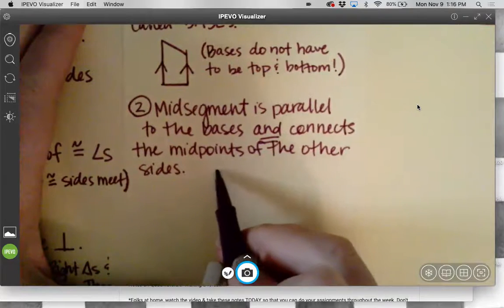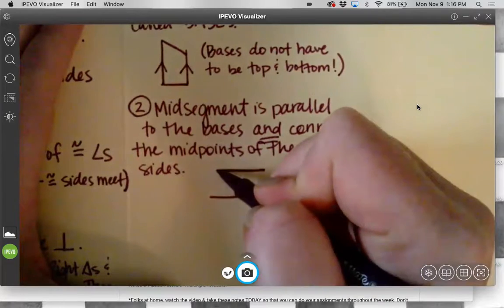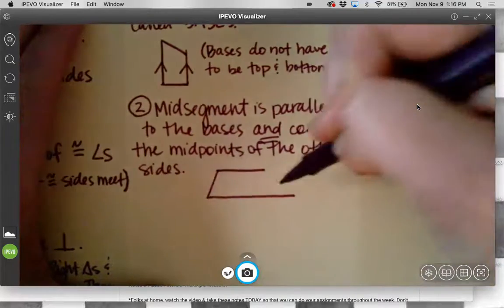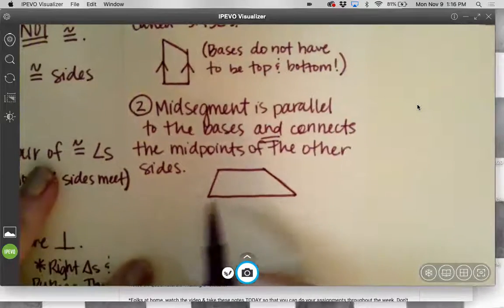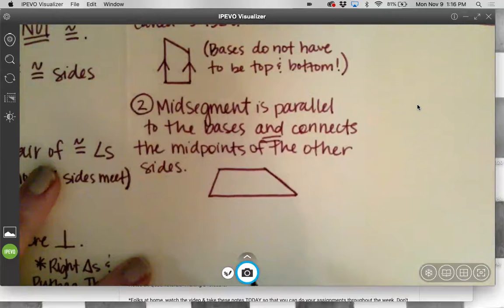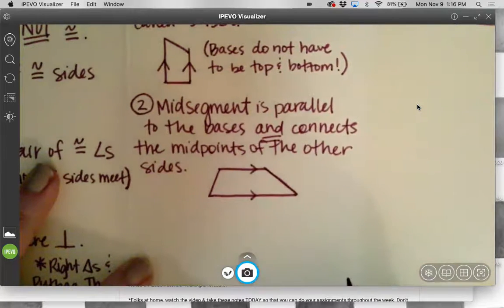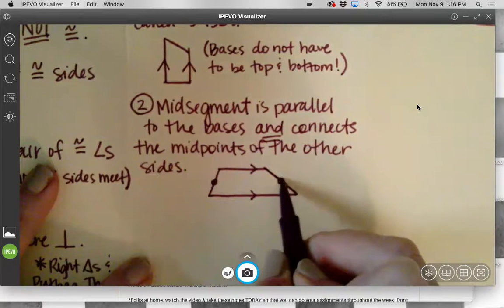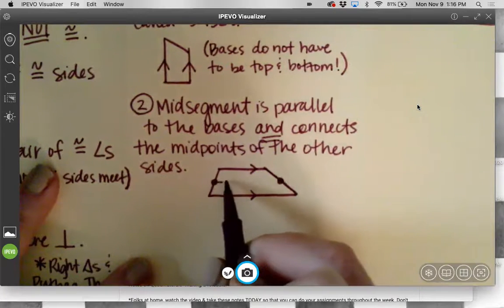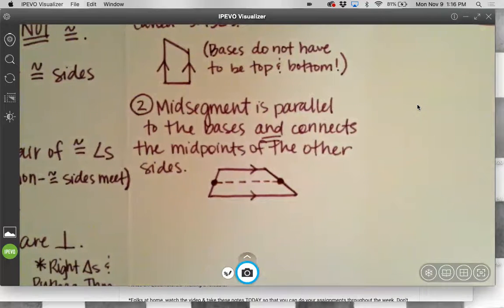So let's draw ourselves a trapezoid. And I drew one that intentionally did not have a little right angle, because I gave you an example of that up here, but it's also not isosceles. This line and this line are going to be parallel. And you need to find your midpoint and your other midpoint. And I'm going to draw just like a dashed line. That would be a mid-segment.